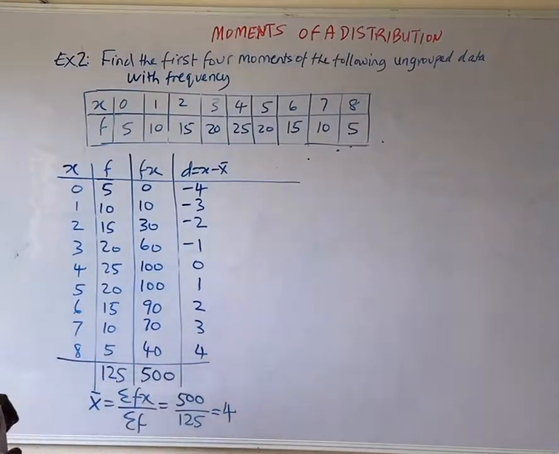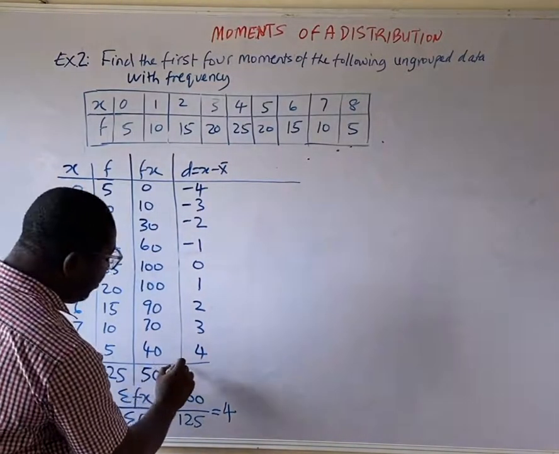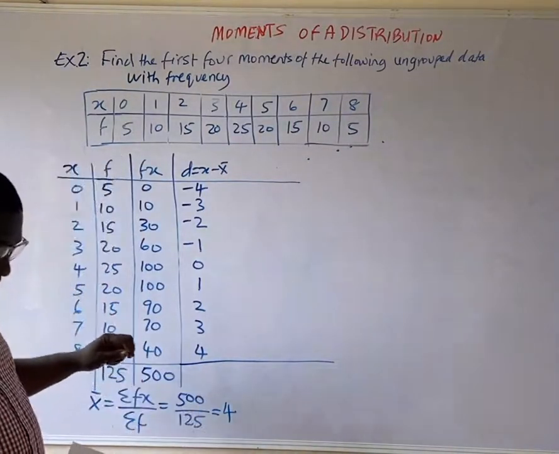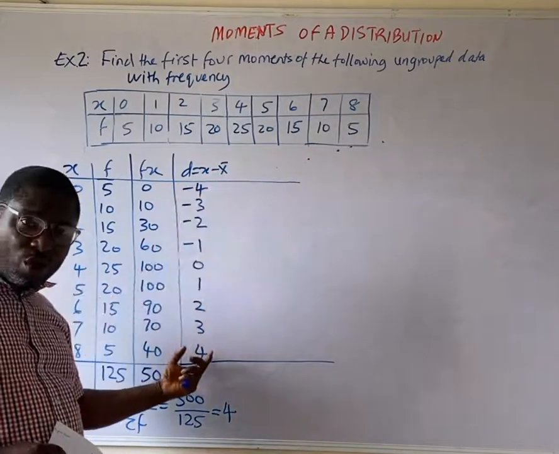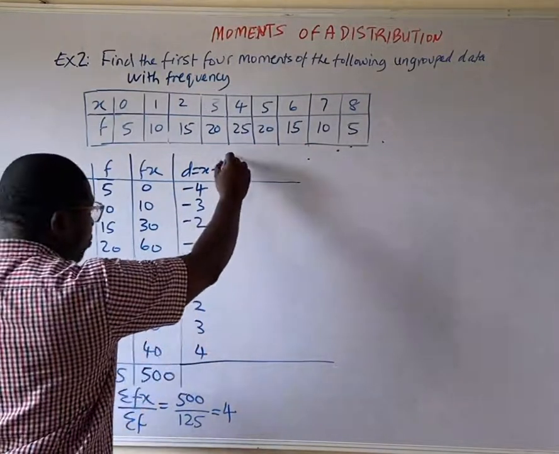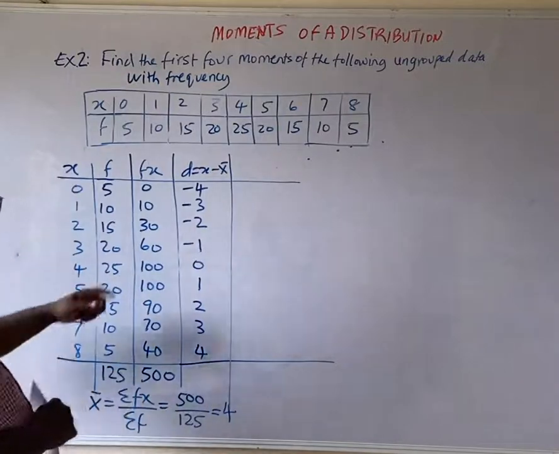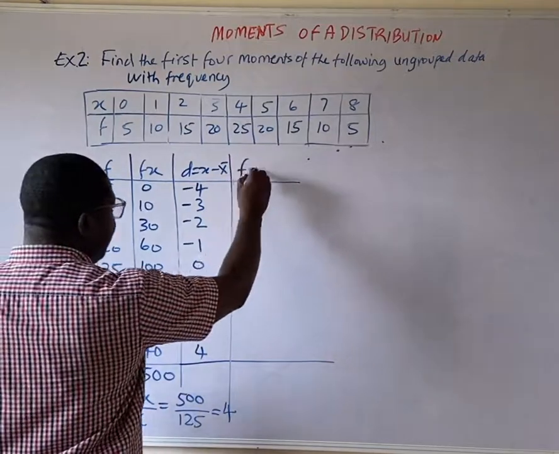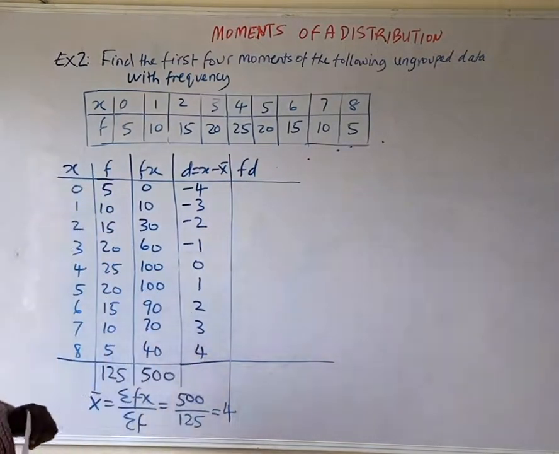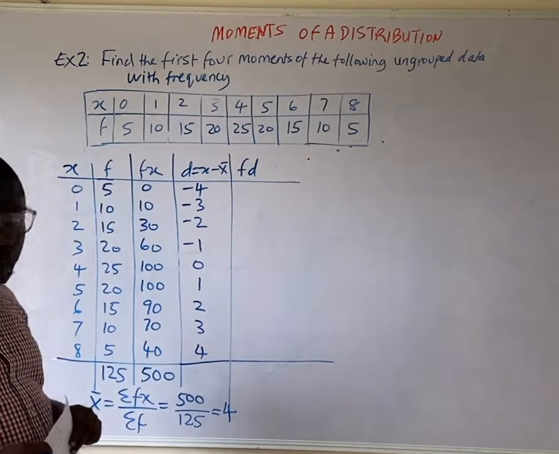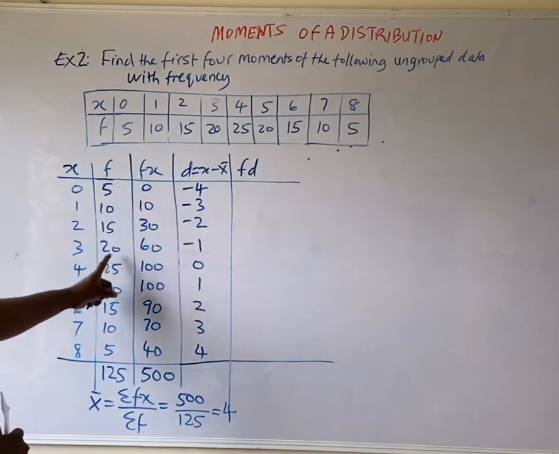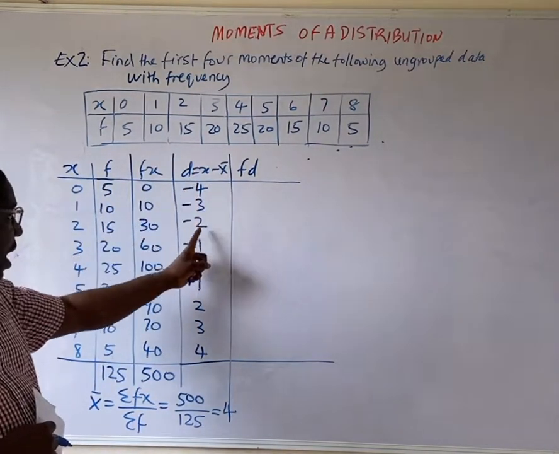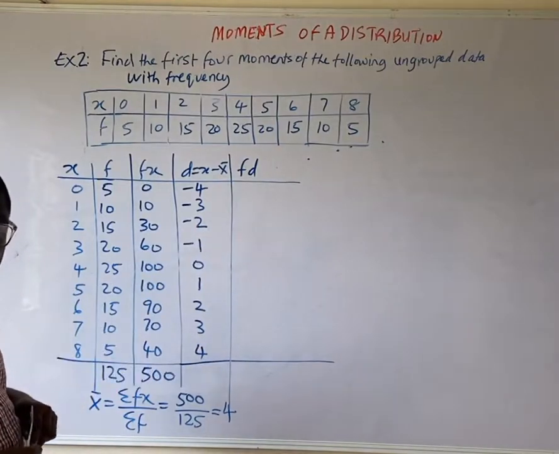That's our first deviation. But then because we have frequency here, we will not assume that this is our first degree of deviation. We have to multiply our deviation by the frequency that we have. So that means we have to have fd. So fd becomes our first degree of deviation. So fd will be multiplying these values in our frequency column against these values in our deviation column. Can you go with me on this?